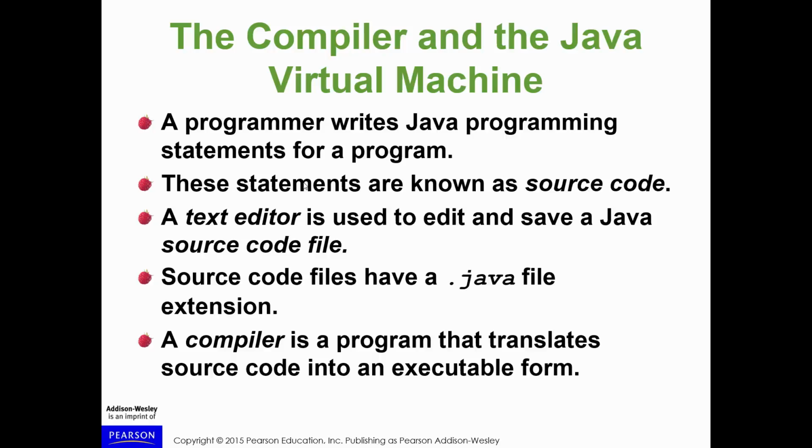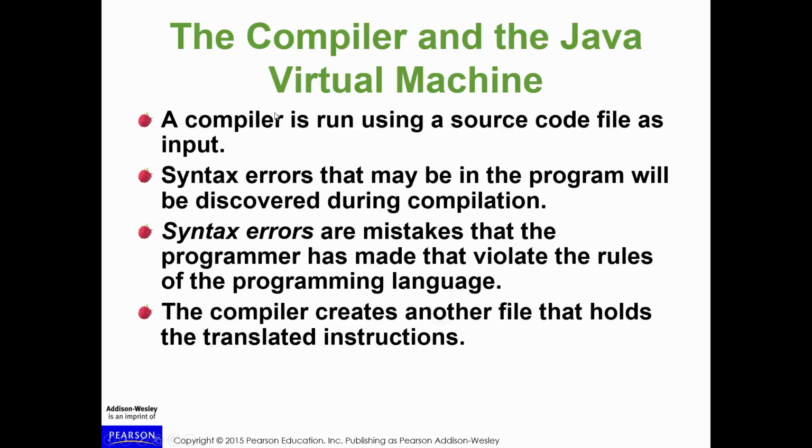And that'll be the running program. So the code that you write for a program is known as source code. You use a text editor to create your Java source code. Every Java file that you create is saved with a .java extension. And the compiler, as it says, is a program that transfers source code into some kind of an executable form.